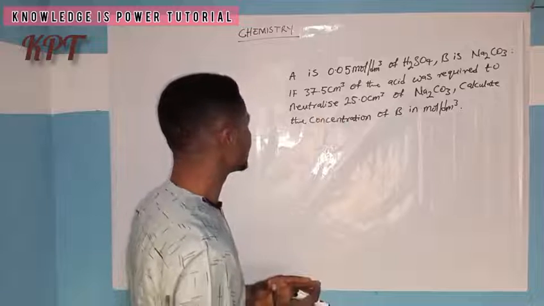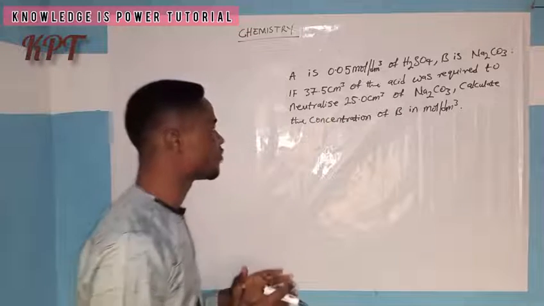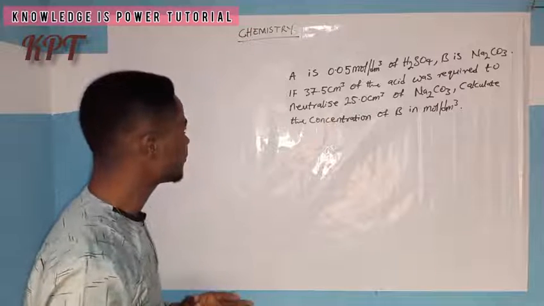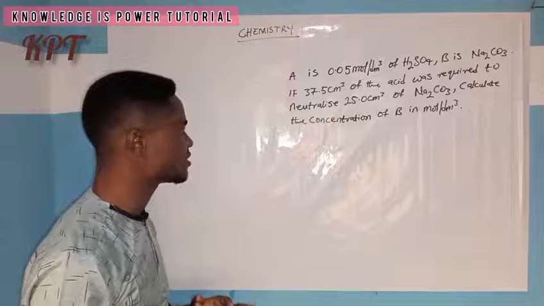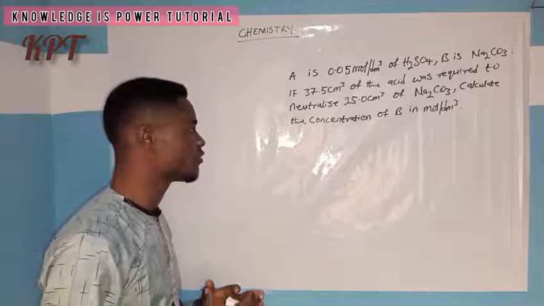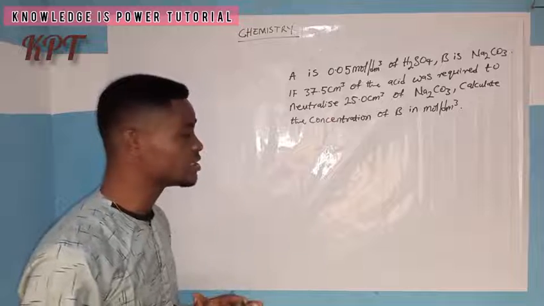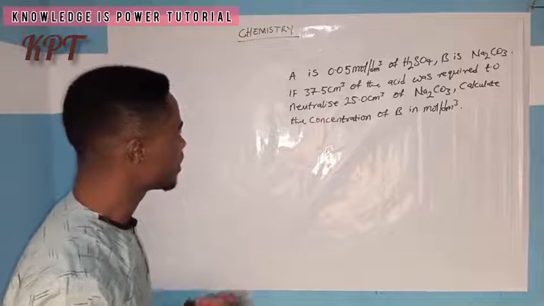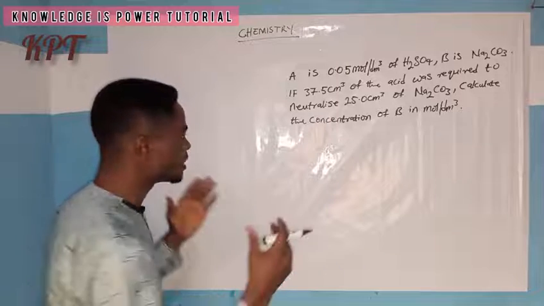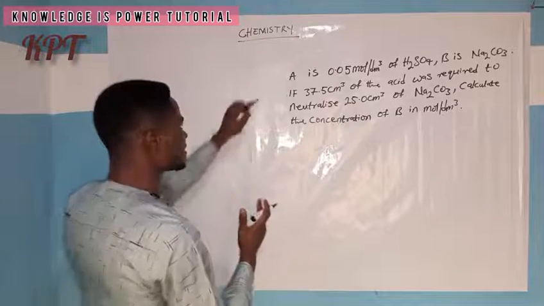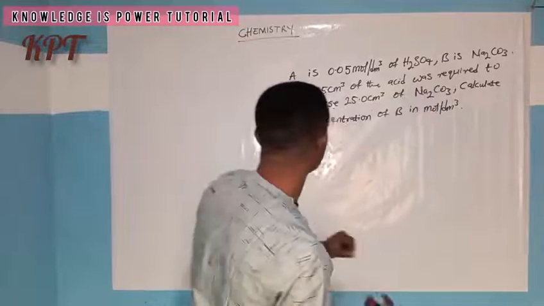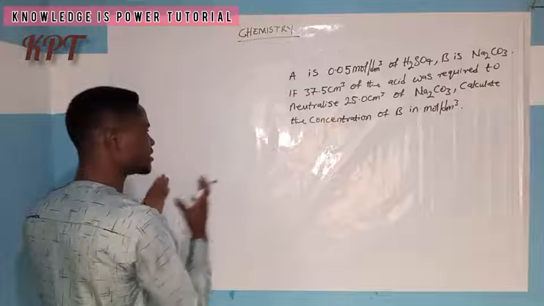So, A is 0.05 mole per dm cube of H2SO4, B is Na2CO3. If 37.5 cm cube of the acid was required to neutralize 25.0 cm cube of the base, in this case the base is Na2CO3, calculate the concentration of the base in mole per dm cube. So in this case, A stands for acid, and B stands for base. So this is actually an acid-base reaction.